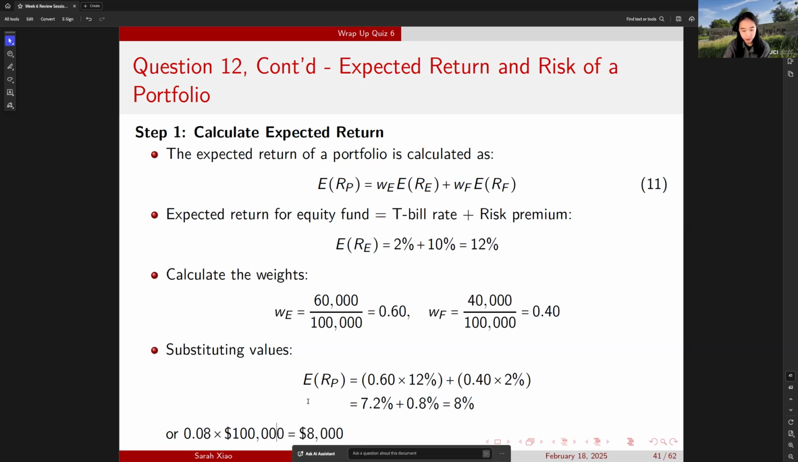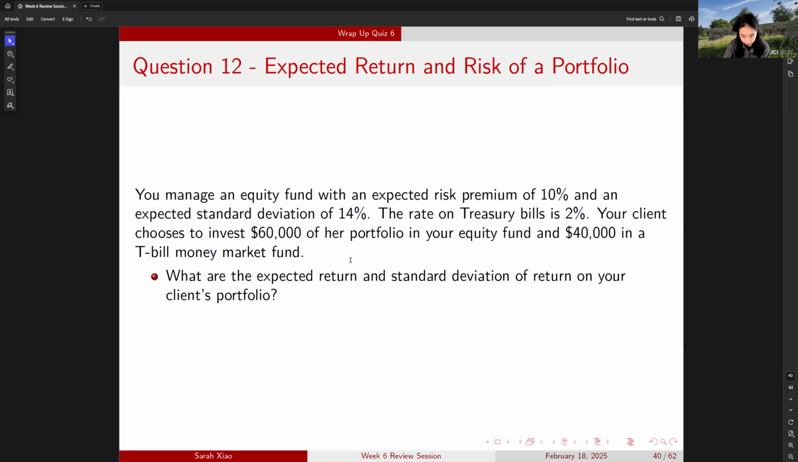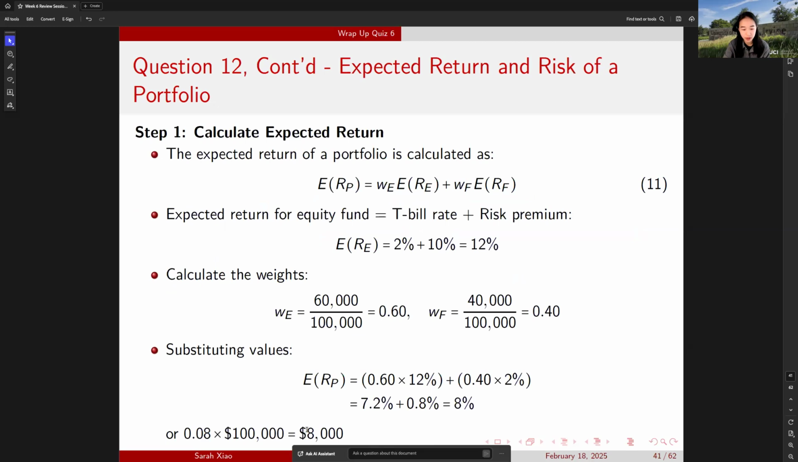Then we get it's $100,000. Then we get a dollar amount of 8,000.